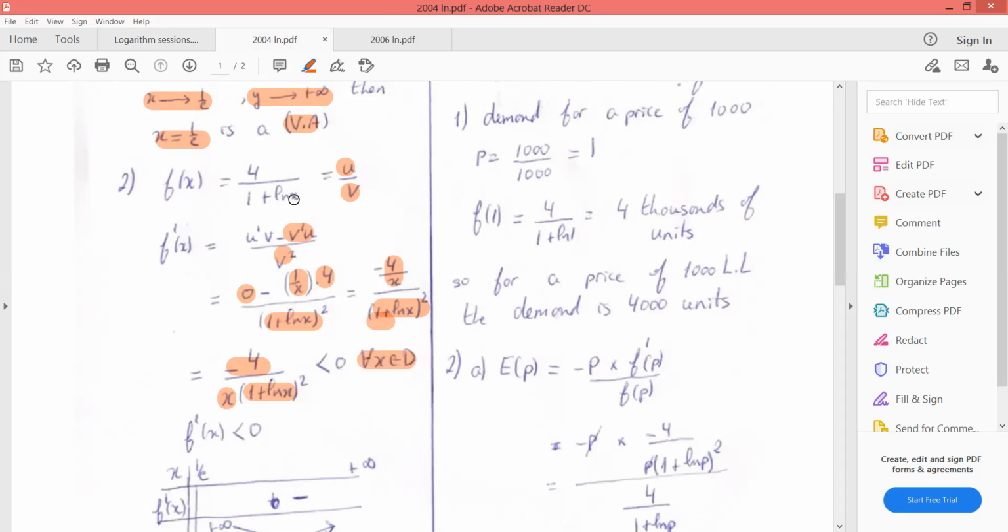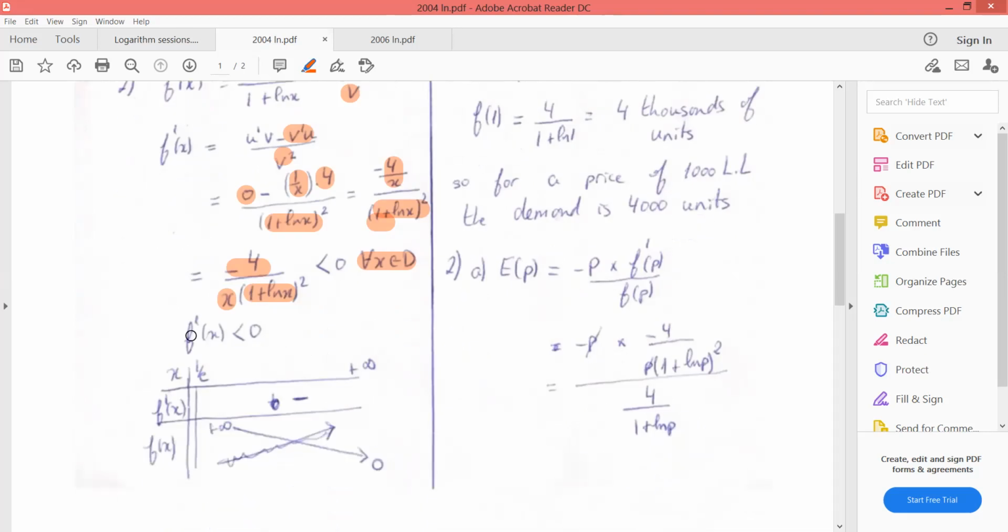So once again, since f of x is of the form u over v, f prime x equals u prime v minus v prime u over v squared. u prime, derivative of u, which is 4, derivative of 4 is 0, derivative of 1 plus ln x is 1 over x. We apply the rule u prime v minus v prime u over v squared. Now f prime x is less than 0 for every x belongs to the domain.